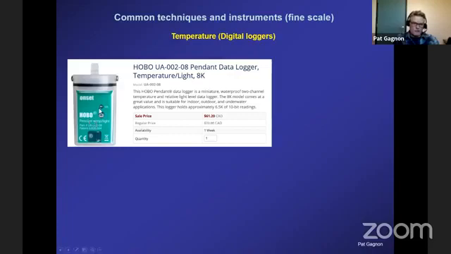It's pretty small, maybe 10 centimeters tall by maybe 5 centimeters wide, and we bring that underwater and attach it to the seabed, and this guy will record water temperature for months and even years depending on the pace that you determine it's going to measure. So if you set it to measure temperature every minute, the memory will fill up more rapidly.